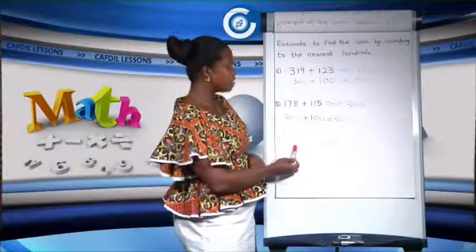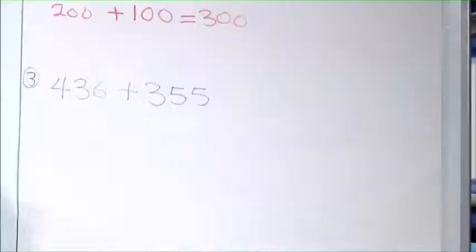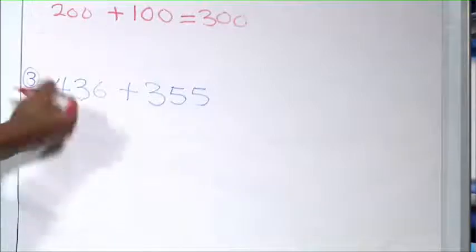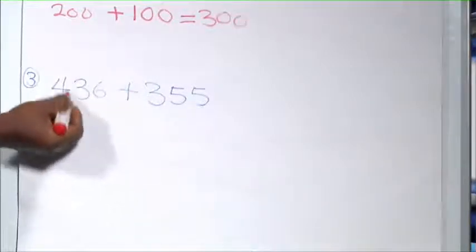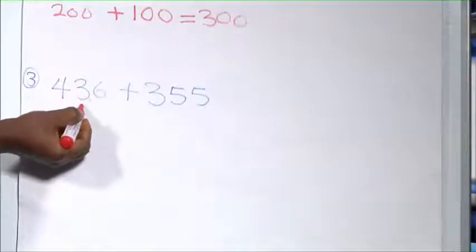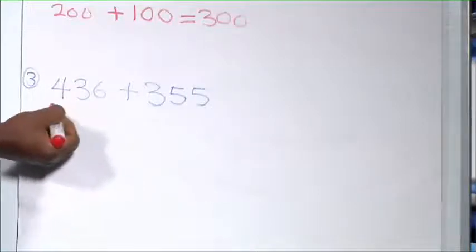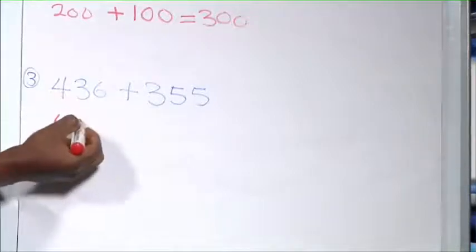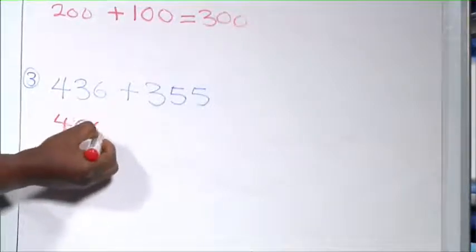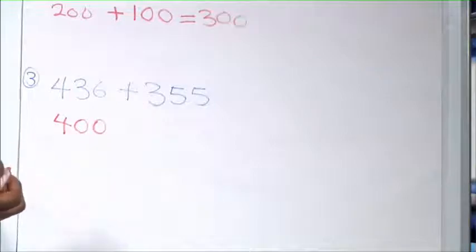Rounding 436 to the nearest 100. We go right to our next door. And what is that? The tens place. It is less than 5, so we will let the 4 rest. We will maintain the 4, and then assume the rest of the digits to be zeros. So we have rounded it down to 400.